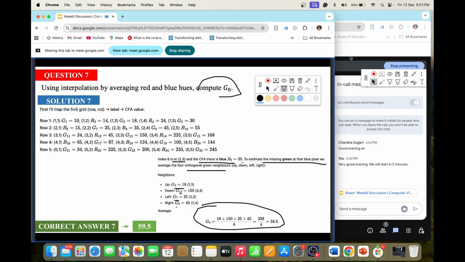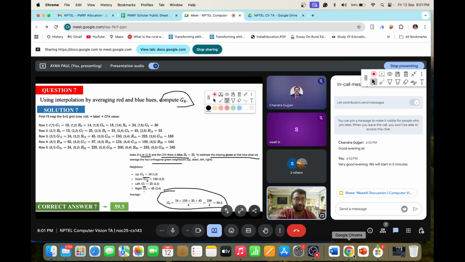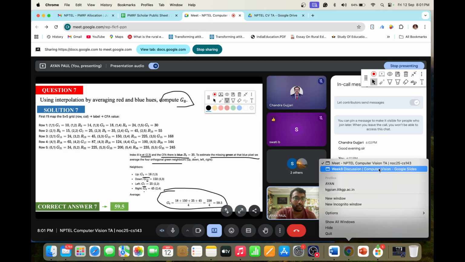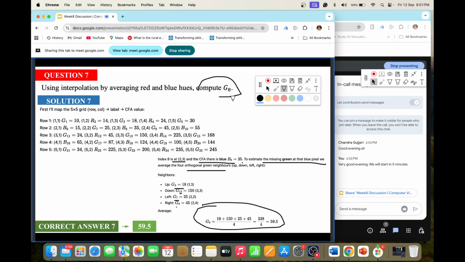Is it clear what I have told, or should I repeat this? Okay, let me repeat it. It is important and sometimes confusing also. We have to compute G8 by averaging red and blue hues. Whenever we are interpolating green pixels, we do not need an expensive formula. We will only see the orthogonal neighbors.